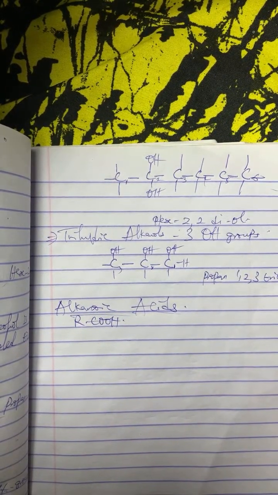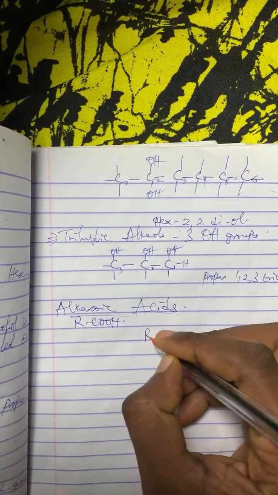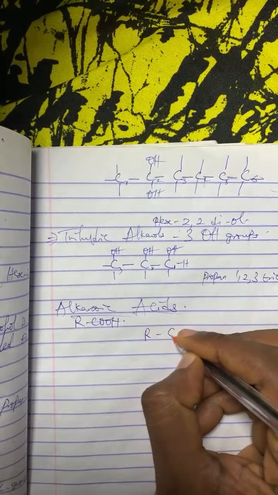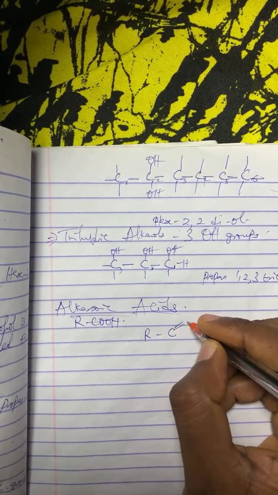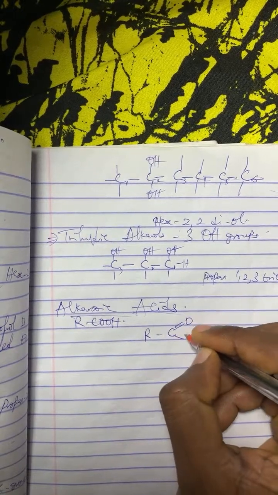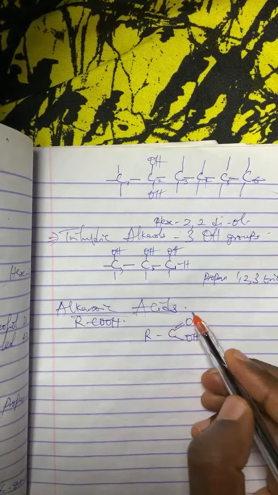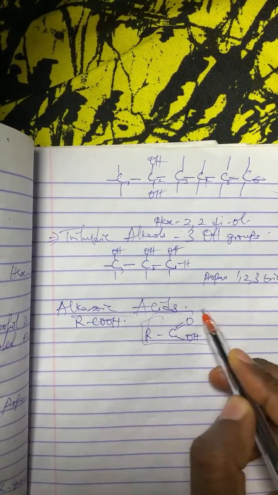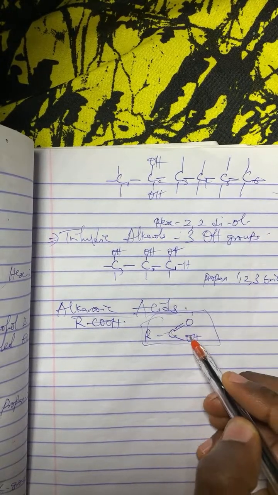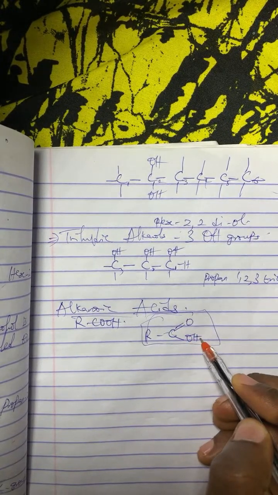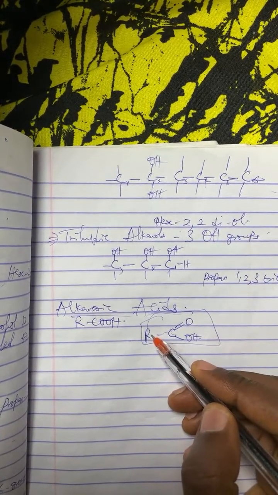RCOOH. Now, they can ask you to draw the structure. In exam, this is how it looks. R, C, double bond O, and then OH. Are we together now? This is a simple structure of an alkanoic acid. R, single bond C, double bond O, single bond OH. This is an alkanoic acid. Remember, the R is an alkyl group. Are we there now?